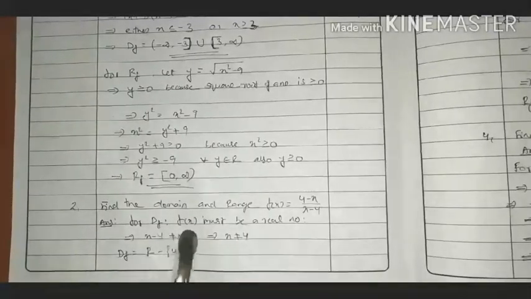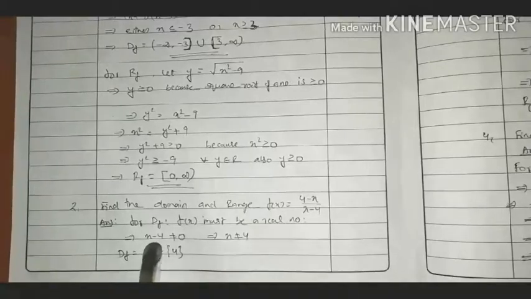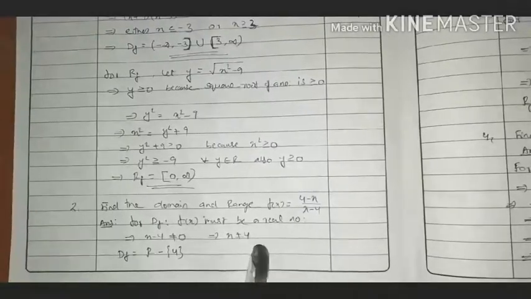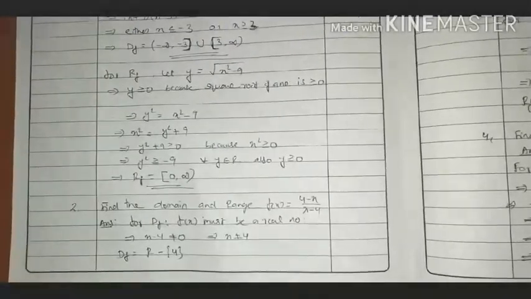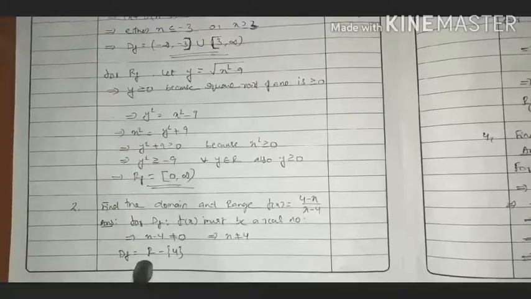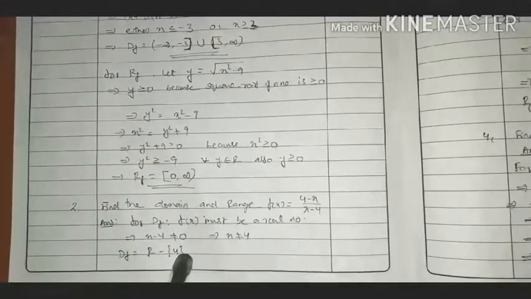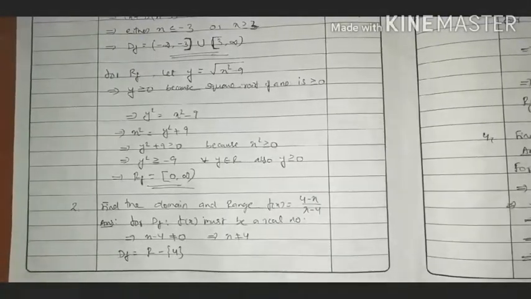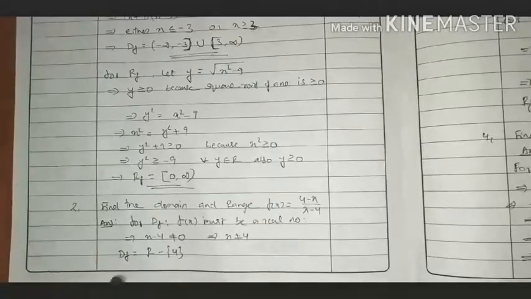So f of x must be a real number if x minus 4 is not equal to 0, and that implies x is not equal to 4. If x is any real number other than 4, and you input it into the function, we always get its output as a real number. So its domain is R minus the set {4}. Only 4 is excluded, and all real numbers except 4 we can consider as the domain of f.